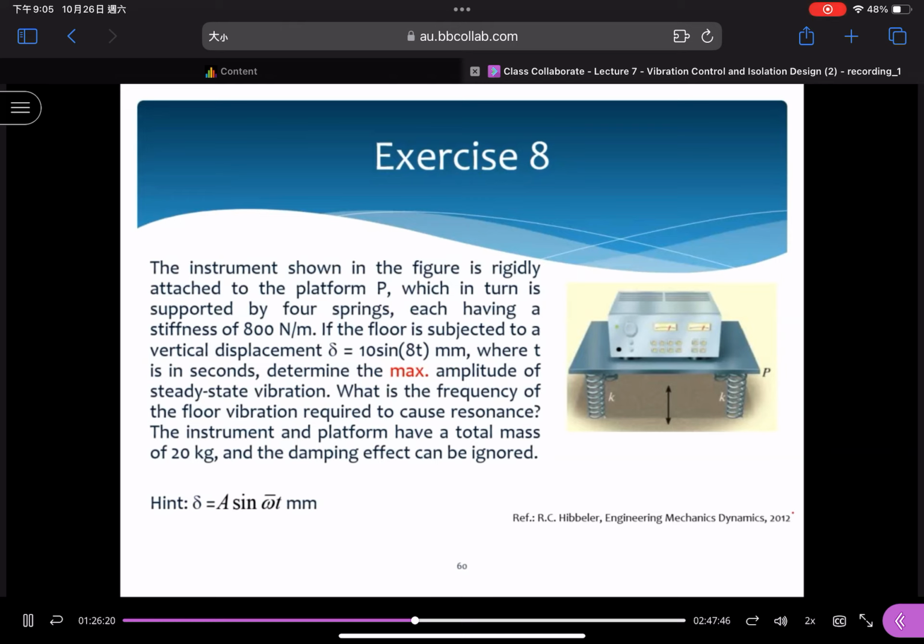Sigma here is the displacement. Okay, displacement. And there is a hint here. Sigma is equal to A sine omega t. Okay, omega with a bar here is the external frequency. You may compare exercise number 7 and exercise number 8 to see how to find out the results.